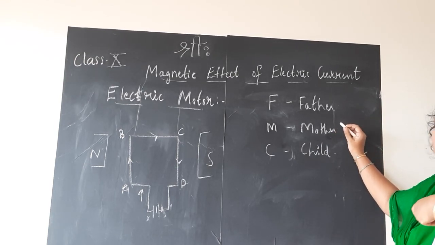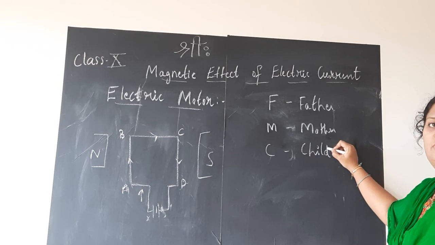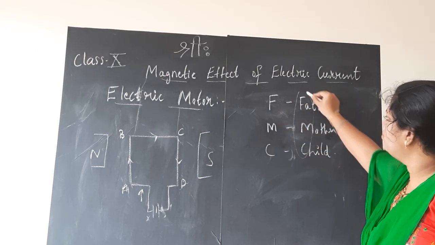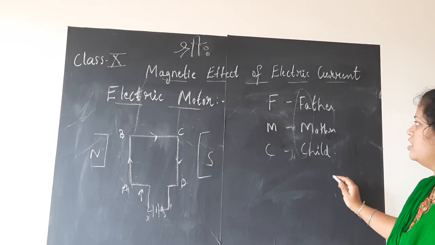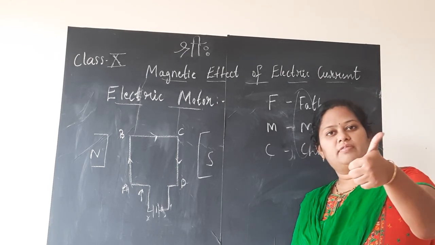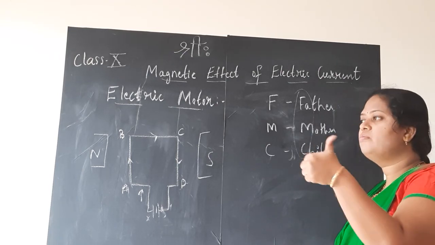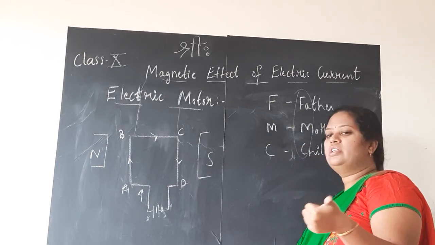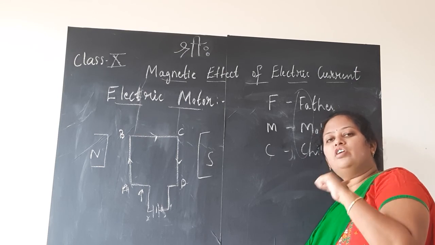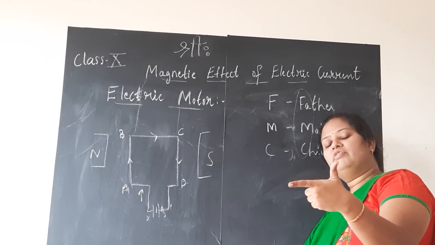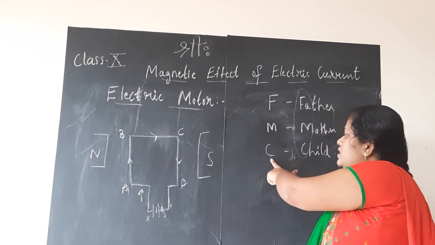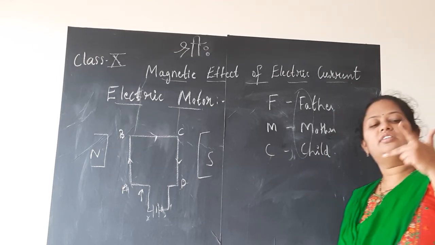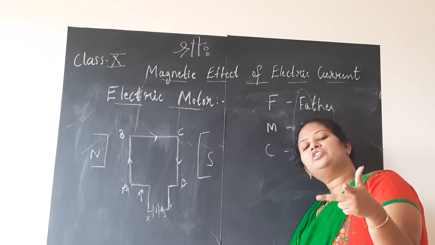Who is the head of the family? Father. Next comes the mother. Next comes the child. So FMC, the first alphabets of father, mother, child. First finger, father: F for force acting on the conductor. The thumb shows the direction of force acting on the conductor. Next comes the mother: M for magnetic field. So the second finger shows the direction of the magnetic field. Next comes the child: C for the current. The third finger shows the direction of the current.